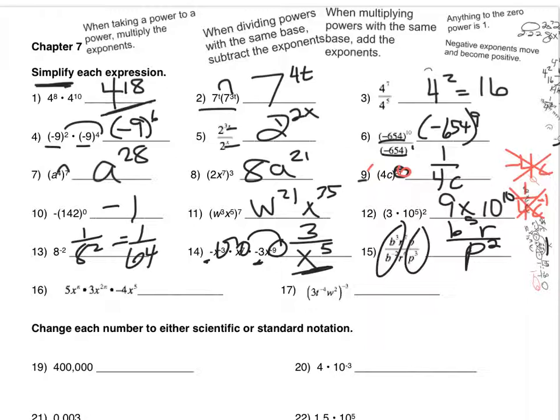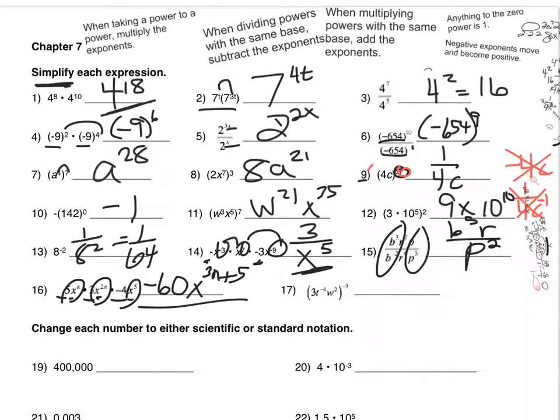On number 16, if we regroup using our associative property, we can group things together. We have 5, 3, and negative 4 that we can put together and make negative 60. And then we have x, x, and x: x to the n, x to the 2n, and x to the fifth. Well, n and 2n can be 3n, so we can put x to the 3n, and then the plus 5 can just be written just like that. The answer is negative 60x to the 3n plus 5 power.